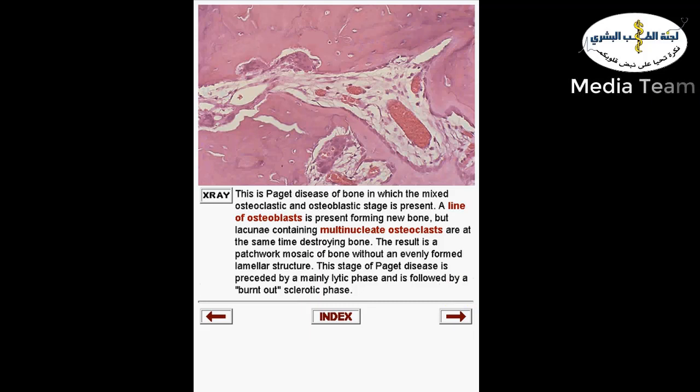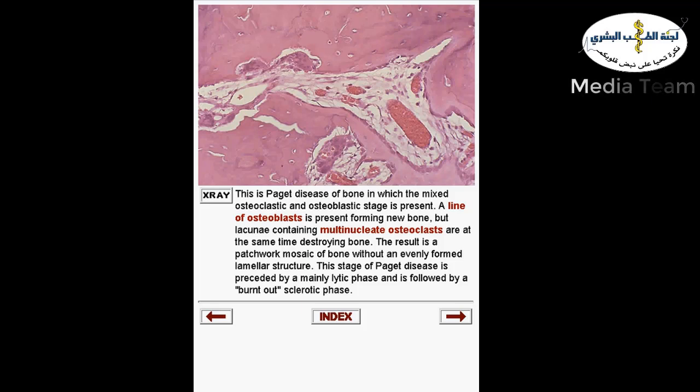Now, one of the most common pathologies, especially in Caucasians and the European population, is Paget's disease. Paget's disease is a disease of the elderly. It usually starts above the age of 50, with manifestations in the 60s and 70s. So it's a disease of the elderly population, and it comes in stages. We have the early stage, the mixed stage, and the late sclerotic stage.